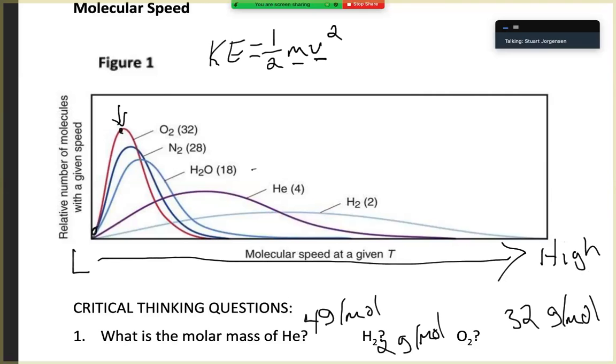Some particles are moving really slow. Some of those oxygen particles are moving really fast. And so we'd say that no, not every single oxygen in our sample of oxygen has exactly the same speed. There is an average kinetic energy.